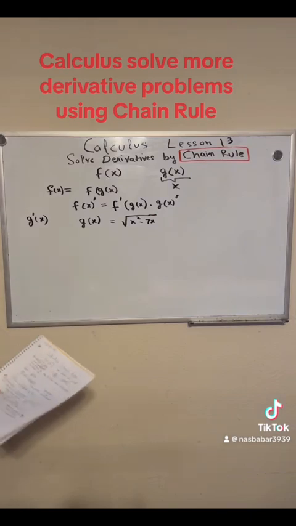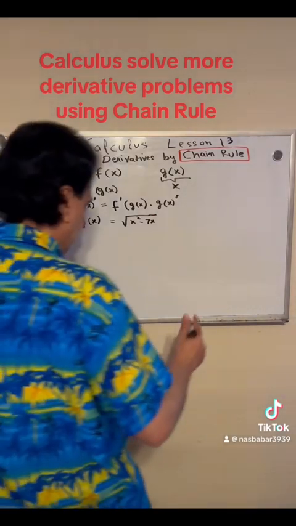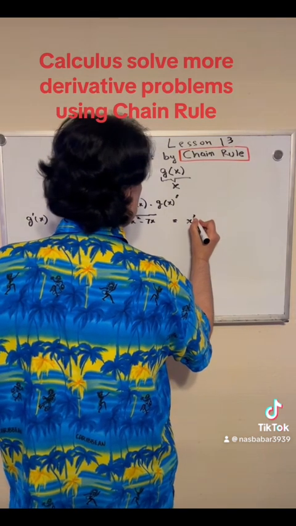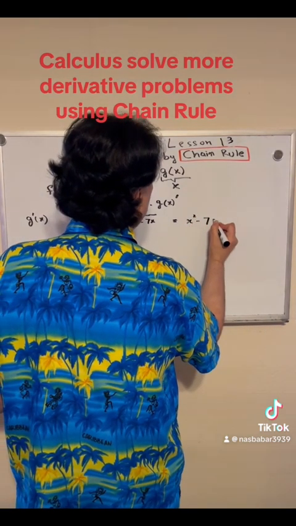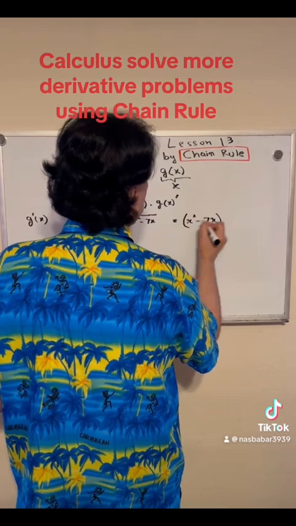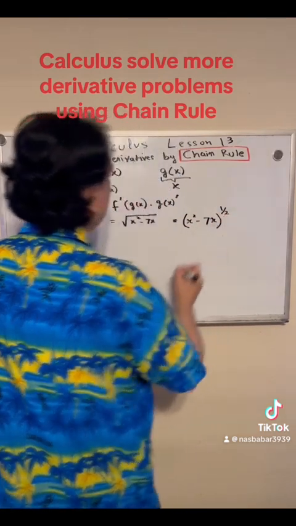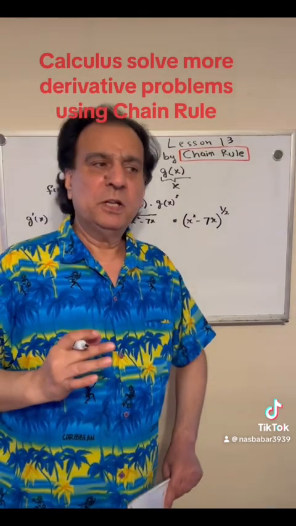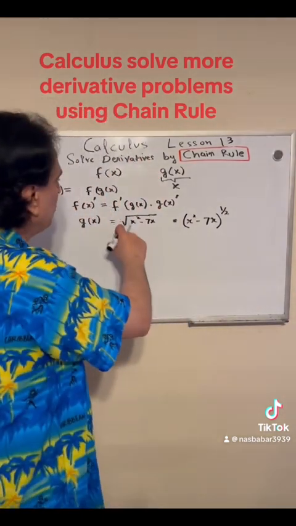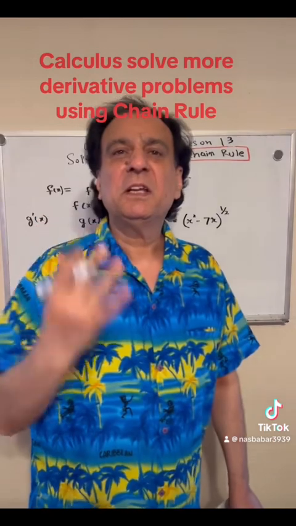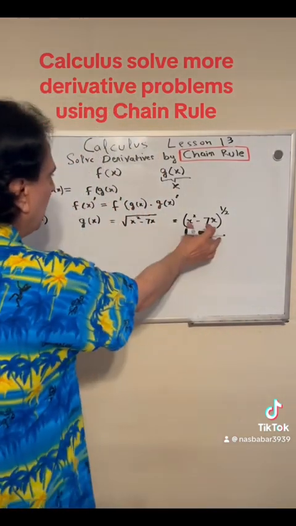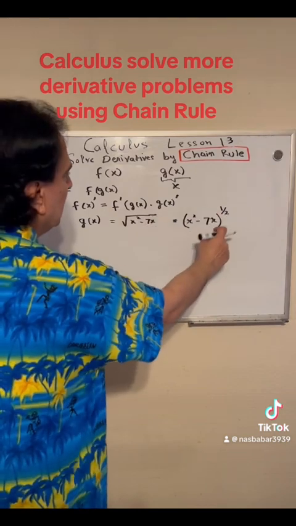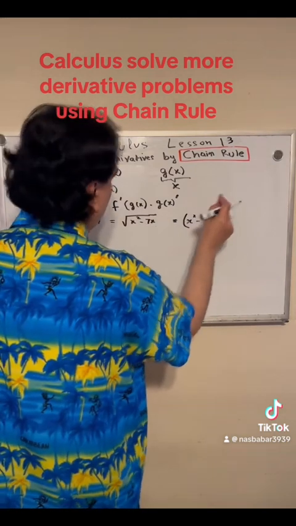First thing I would do is I would try to simplify it. I can write x squared minus 7x as 1/2. The main thing is that when you see a derivative problem and you see the under root sign, see if you can get rid of it. So I think I did. What I do is that I can write this as the whole thing power of 1/2.